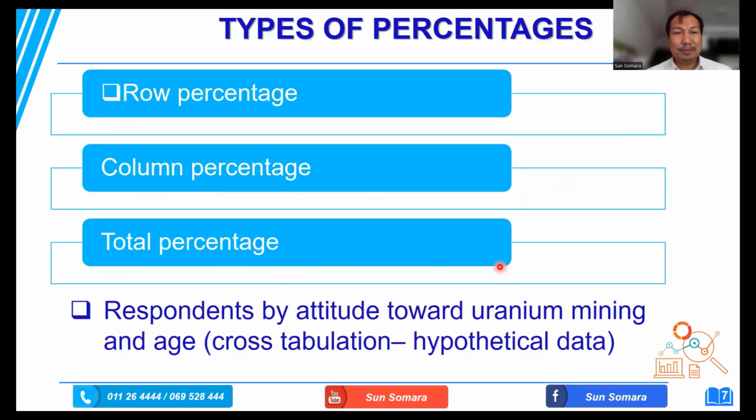You will see another one, a type of percentage, like row percentage, column percentage, or total percentage. That is just some part that will be displayed on the percentage table and so on. It can be row percentage, column percentage, or total percentage. Respondents by attitude toward uranium mining and age, growth calculation. Okay, hypothetical data. You will see it in the following example as well.